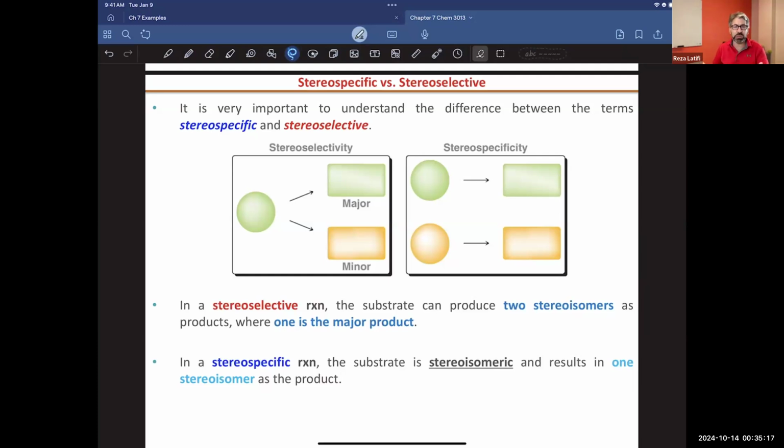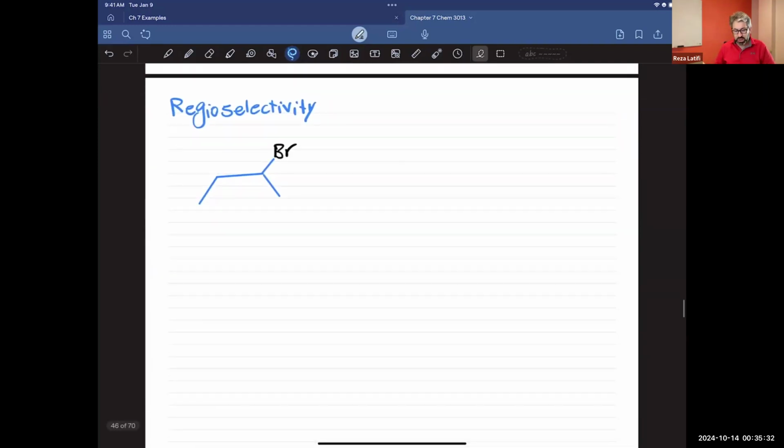Okay, let me practice some examples of each of these terms, and maybe that is going to help you understand the meaning of regioselectivity, stereoselectivity, and stereospecificity. The first one, regioselectivity: we have an alkyl halide, and we're going to treat it with a strong base, so the reaction will go under E2.